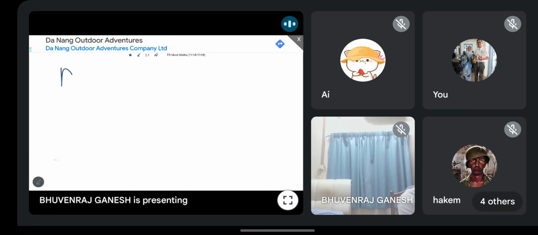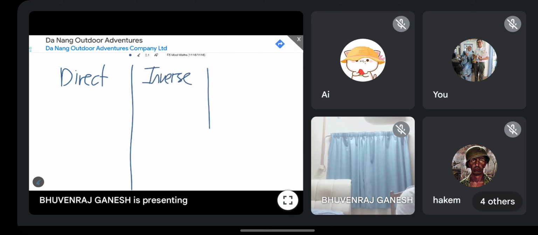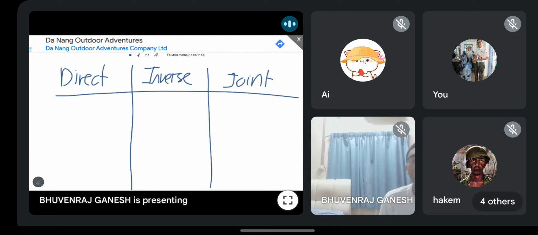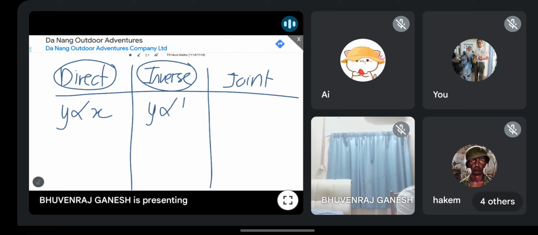Totally different one. Okay, so far in this chapter, you all have learned direct, inverse, and now you learn joint. Am I right, guys? These are the three things you learn in this chapter. Okay, I want to ask you one question. For direct variation, you will have something like this. Correct? You will have this type of relationship. For inverse variation, you will have something like this.